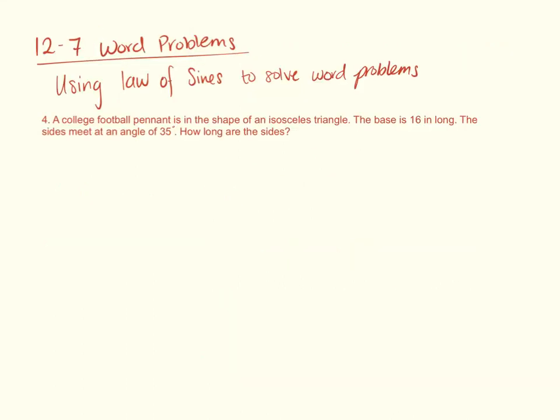Last one we're going to look at is 12.7, which are the word problems when we're using law of sines. Okay, so we've done right triangles, we've done law of cosines, now we're going to do law of sines. So number 4 is where we're going to start. It says a college football pennant is the shape of an isosceles triangle. Okay, the base is 16 inches long and the sides meet at an angle of 35 degrees. How long are the sides?